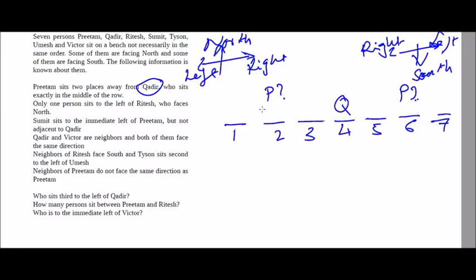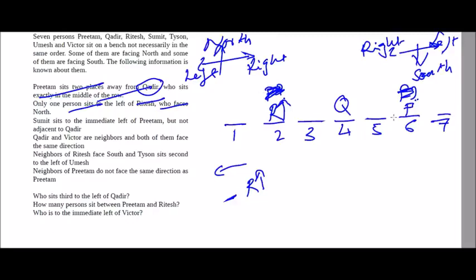Okay, let's go to the next statement. Only one person sits to the left of Ritesh, who faces north. Okay, so Ritesh is facing north and there is only one person on his left. So Ritesh has to come in position 2 because that's the only place where there will be only one person. Left is this side for north facing people. So this will be Ritesh. So this cannot be Preetham. So this has to be Preetham. Okay, and Ritesh is facing north. That's a good start. So I have used up all this information.